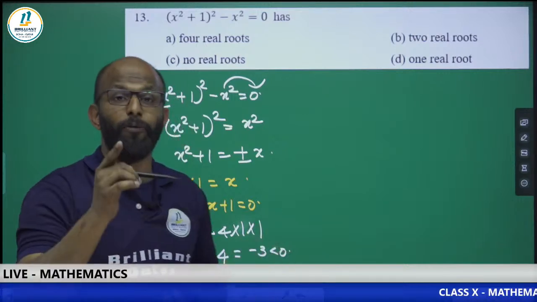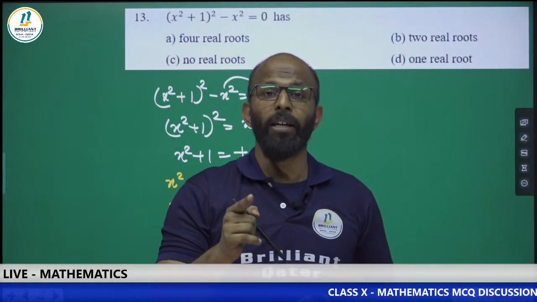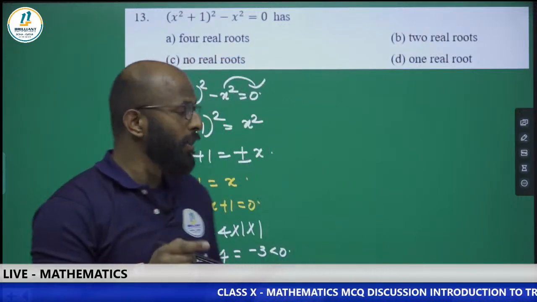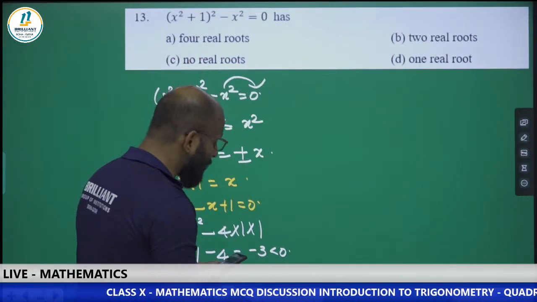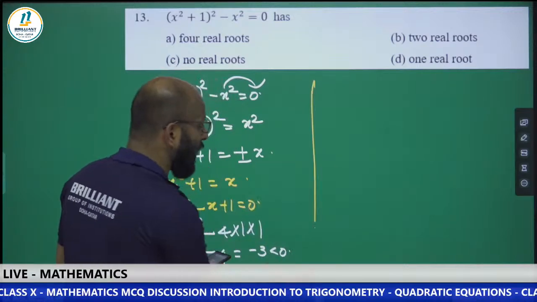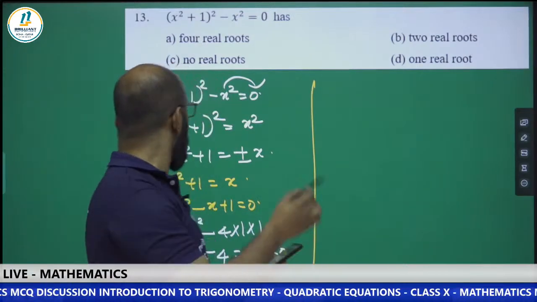You know that if the discriminant is less than 0, what happens? There is no real root. There is one more case we can consider, and we'll check that one also. Then after that we can conclude. So what is the second case?